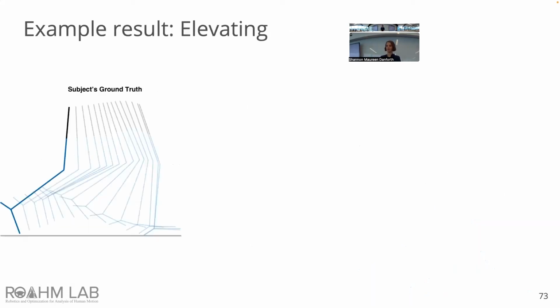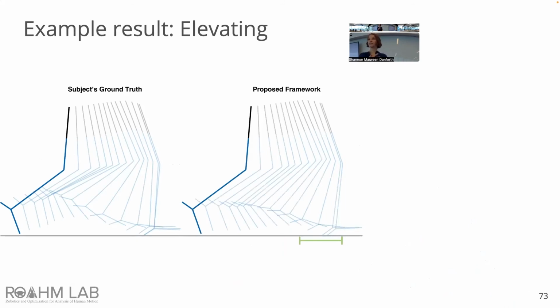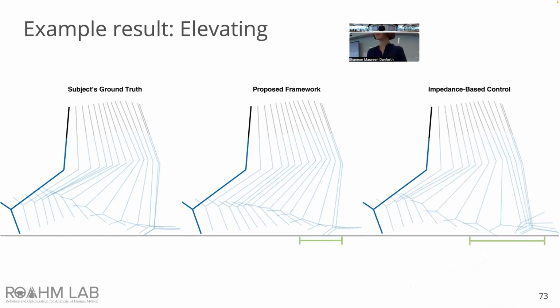So here's an example result of an elevating trial. On the left here, we have what the subject actually did to recover from this trip. Here's the solution generated by our proposed framework. We can see that we do not scuff the toe on the ground, and we do place the heel in that desired range. Impedance-based control, on the other hand, does have a toe scuff occur in this trial in mid-swing.